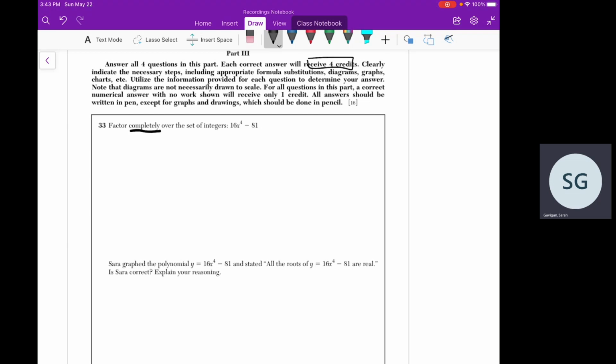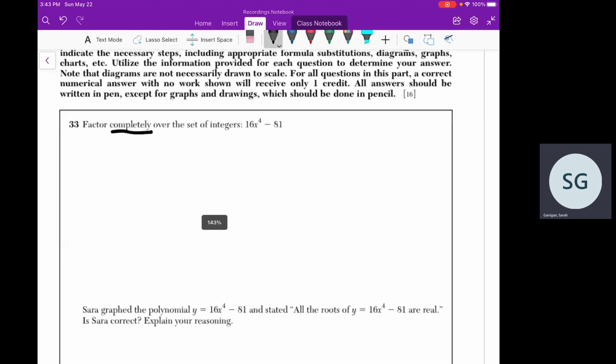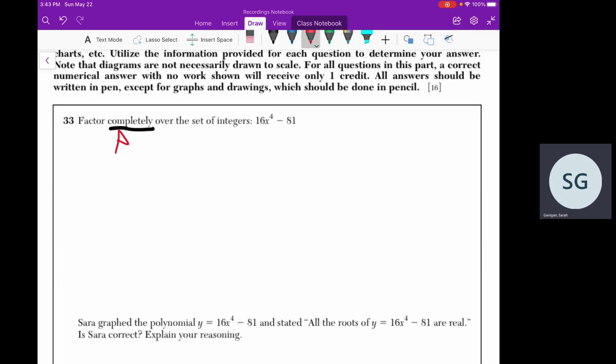Completely, if it says factor completely, that's a red flag that you're probably going to have to factor more than one time. So remember, the steps to factoring are GCF, then DOPS, then trinomial. I'm looking at this. There are no common factors between 16 and 81. I can square root each of these.